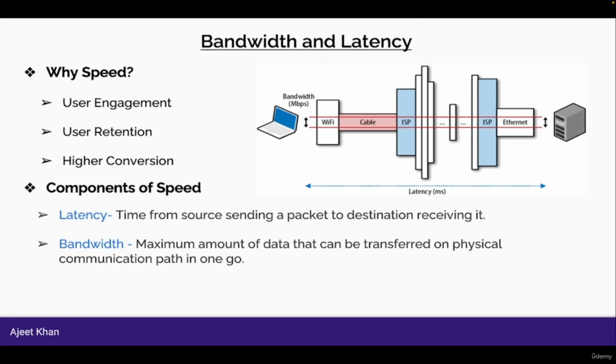So for example, we have a client, your device is connected with Wi-Fi and your router providing the Wi-Fi is connected to your ISP, and then in between there are certain networks, and at the server side there is again an ISP and some Ethernet cable connecting to the physical server. Thus if you send some data from client to destination, then the time taken from client to reach the destination is latency, and it is measured in milliseconds, and the amount of data that you can put in a single go is measured in Mbps, and it is known as bandwidth.